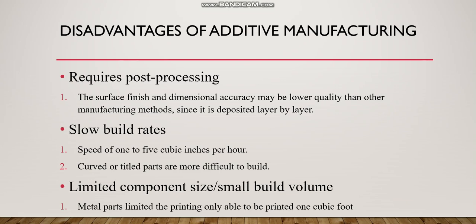And the last one is that additive manufacturing has limited component size or small build volume. Metal parts are limited. The printing is only able to print 1 cubic foot, while larger machines are actually available, but the cost is also higher.